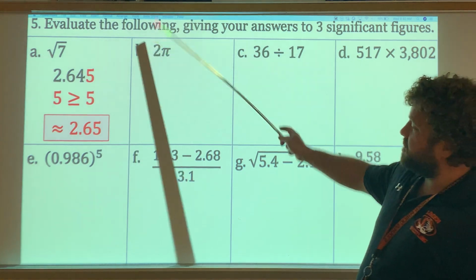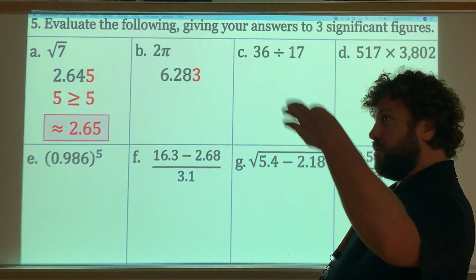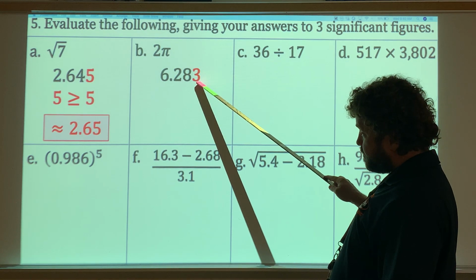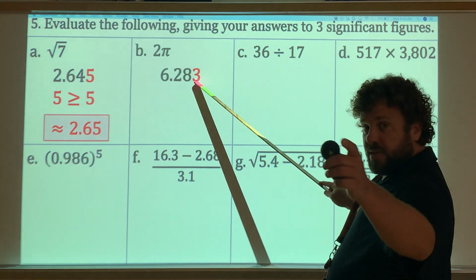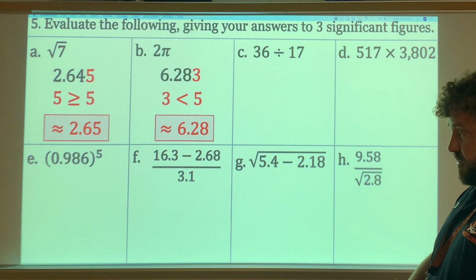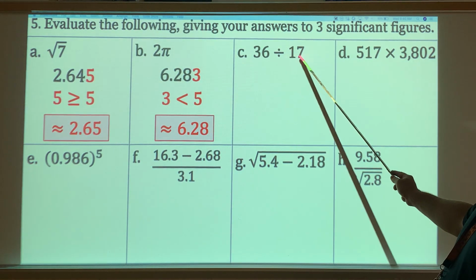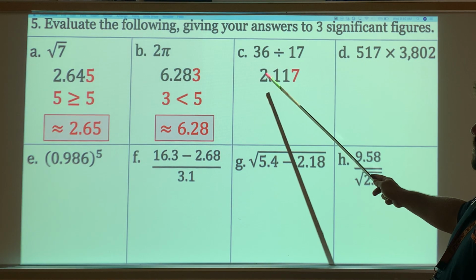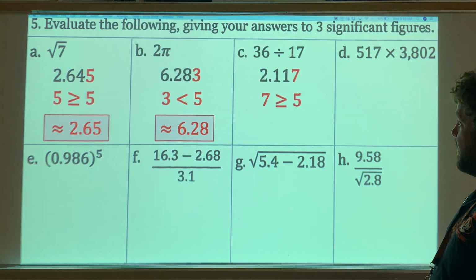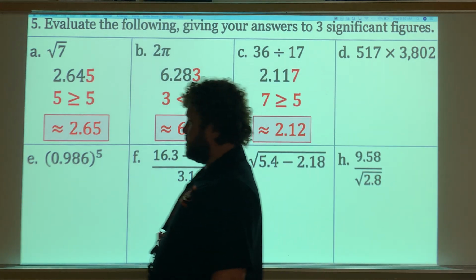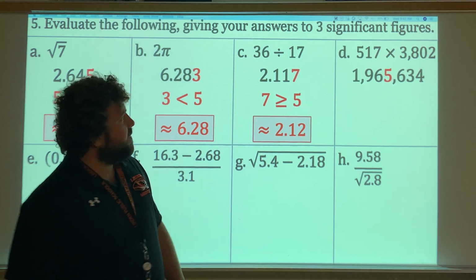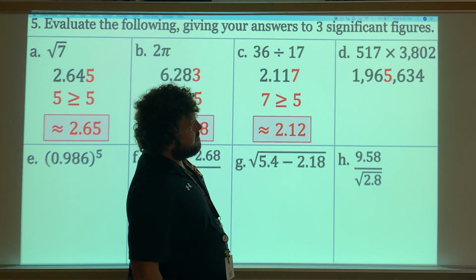Okay. 2 pi, so this is 2 pi times 3.14, and so on. So you get 2.6283. 3 is less than 5. 8 stays, 2 and 6 and 28 hundredths. 36 divided by 17. 2.117. 7 is greater than or equal to 5. About 2 and 12 tenths. Notice they're all to the 10th place so far. Not anymore. All right, so 517 times 3,802.